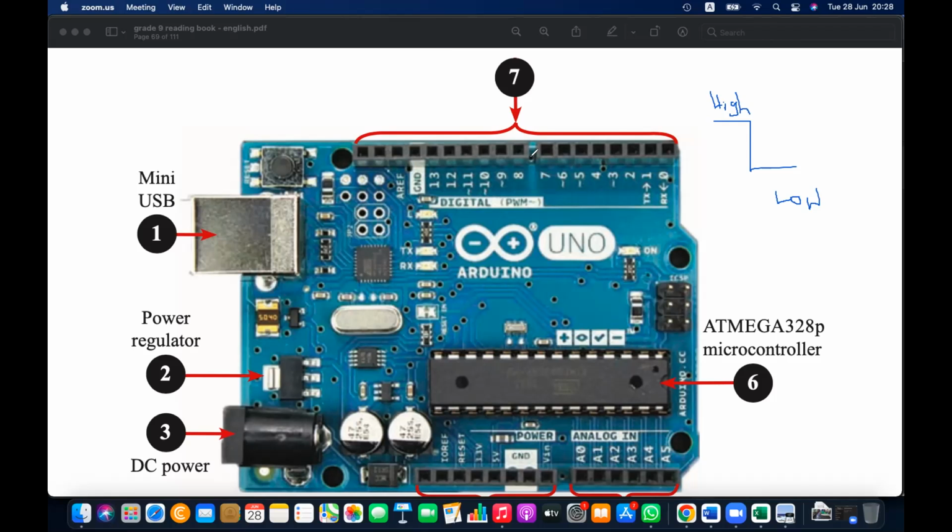Here you can feed inputs and outputs, digital and analog. This part is for the digital pins. You can use these digital pins to input digital signals and also output digital signals. Here there are 14, here there are 14, altogether 28. So you can use that for digital and analog. If something is digital, you can see presence and absence, on and off, 1 and 0, yes and no.